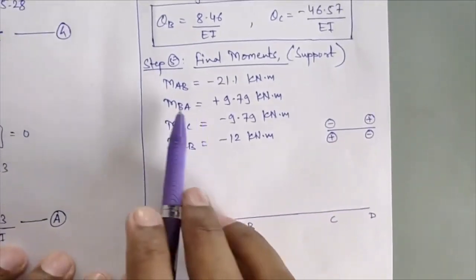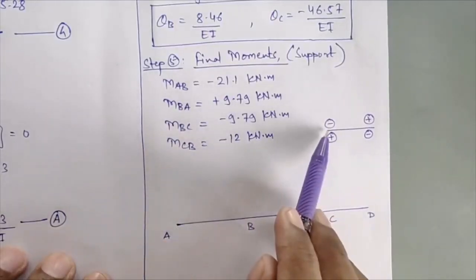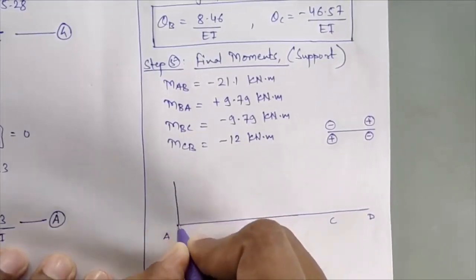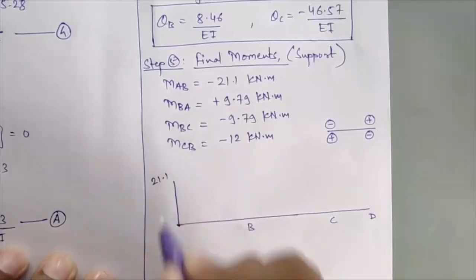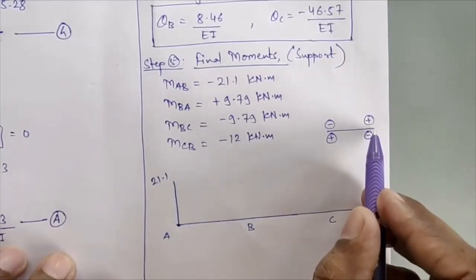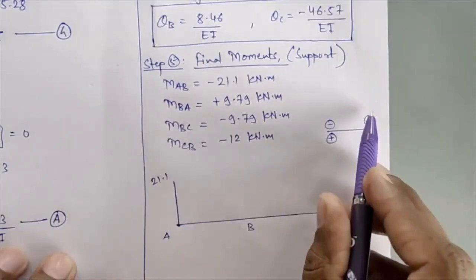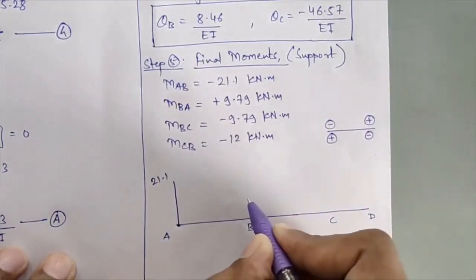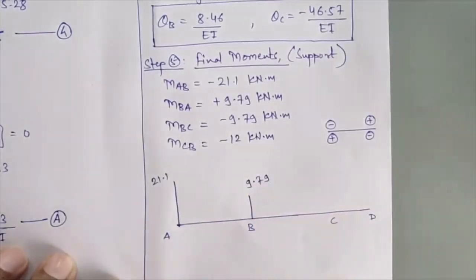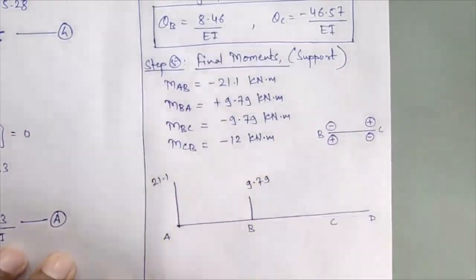Seeing MAB, you have got minus 21.1, so that is negative and it will be plotted on the upward side. So that comes here, 21.1. Next at point B you have moment MBA, which is plus 9.79, so again we are plotting it on the upward side. I'm plotting that over here, plus 9.79. Now we are switching to the next member, that is member BC.